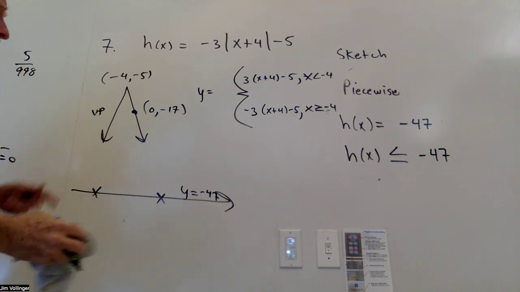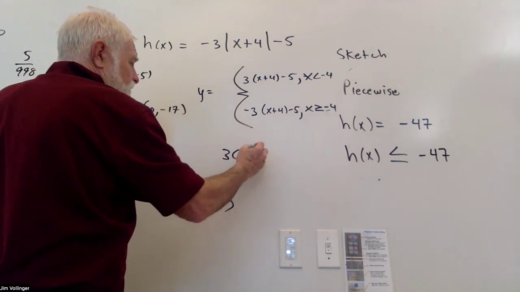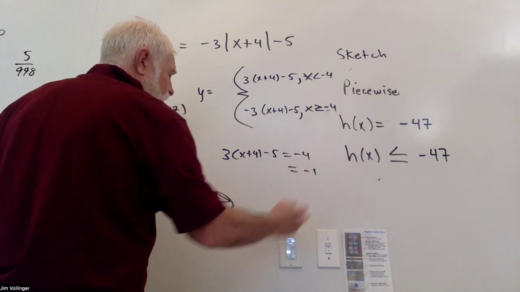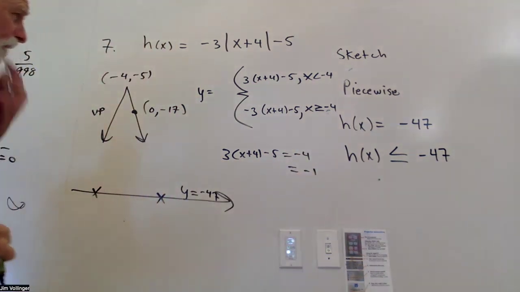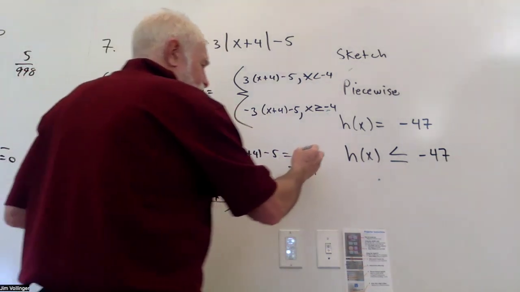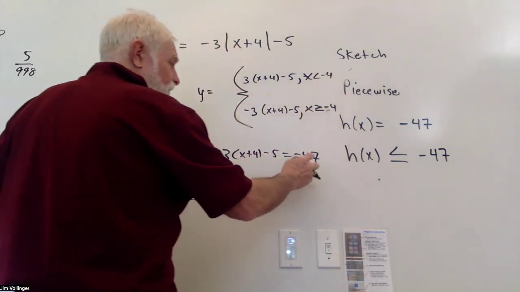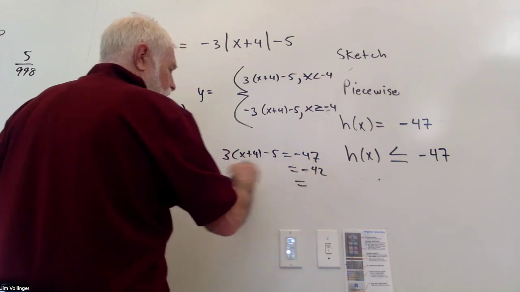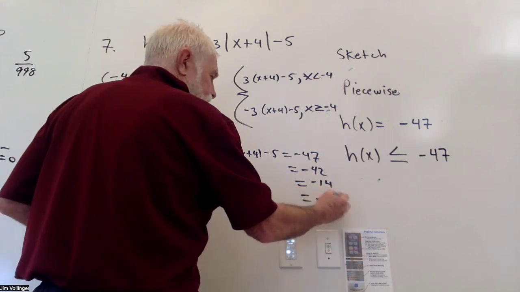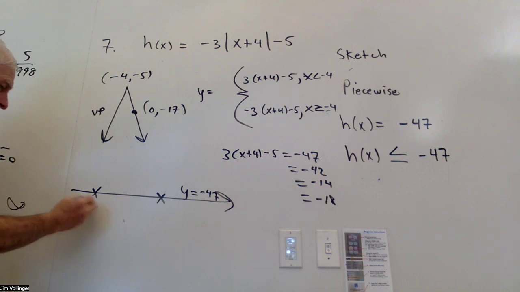Excuse me. All right, we can use the pieces now. Let's do 3 times x plus 4 minus 5. Let's set it to -4. Add 5, -1. Oh, I got some fractions here. Did I want fractions? Oh, I wanted 47. That's mine. I'm solving this for 47. Got my 4's mixed. I don't want to hit you with fractions. -5, add 5, so -42. Divide by 3, -14. Subtract 4, -18. All right, -18. So that's this x value here.